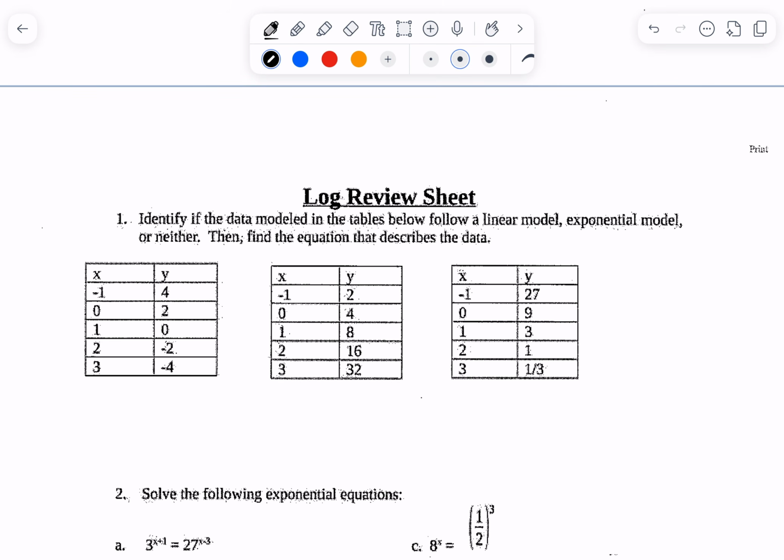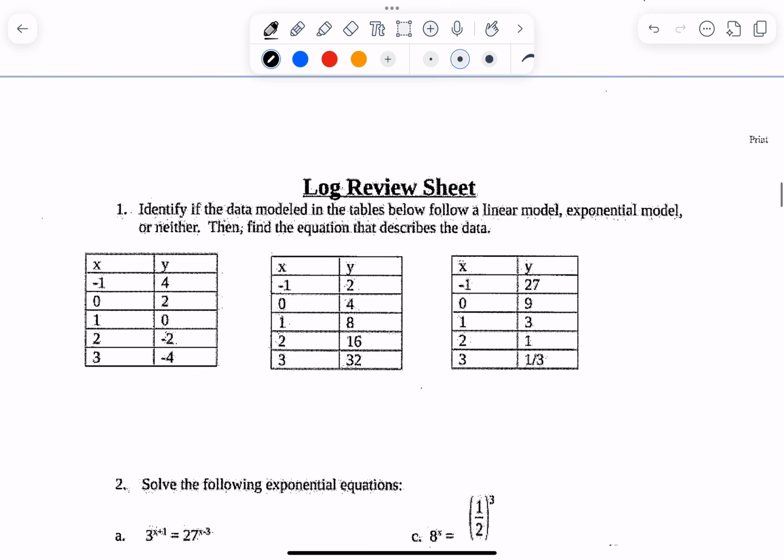So now we're on logs. It starts off simple, but it will get a little harder. But nothing too overwhelming.